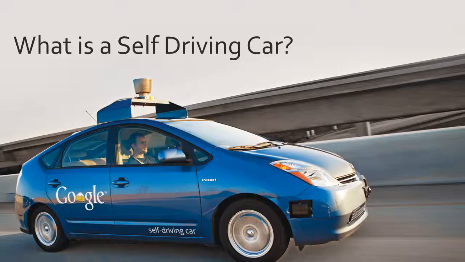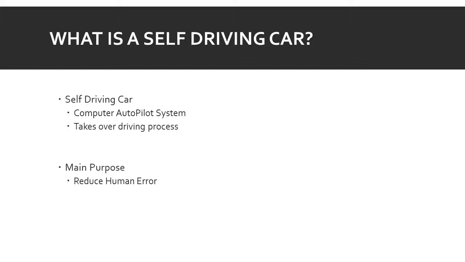What is a self-driving car? A self-driving car is a car which has a computer autopilot system built into it that has the power and ability to take over the driving process from the user. So in other words, a self-driving car is what it sounds like, a car which drives itself. This doesn't mean the user has no input though. The user would still be required to make the decision on the final destination. However, the driving process itself is left to the computer.